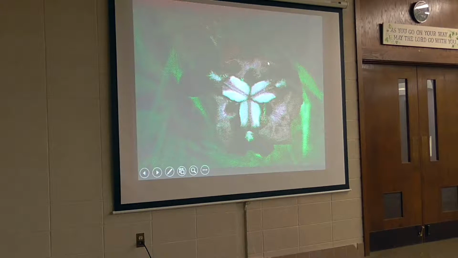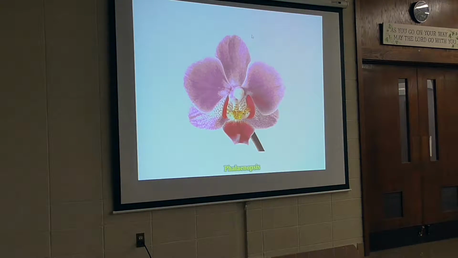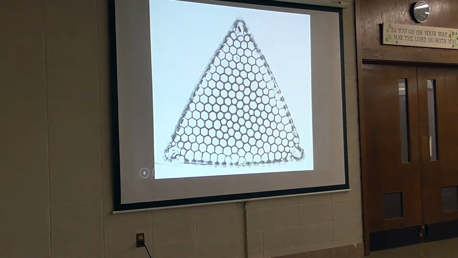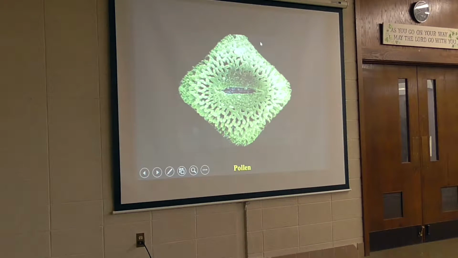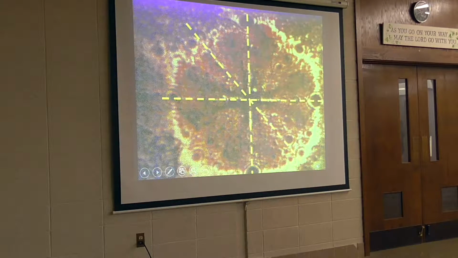So we've been mostly looking at one line of symmetry. Now we're going to look at three. Of course, there's tons of examples. This is an atomic structure, though. There's a diatom. Now we're on to four. That's pollen. This is a platinum atom. I'm just going to demonstrate real quickly. Four lines of symmetry there.